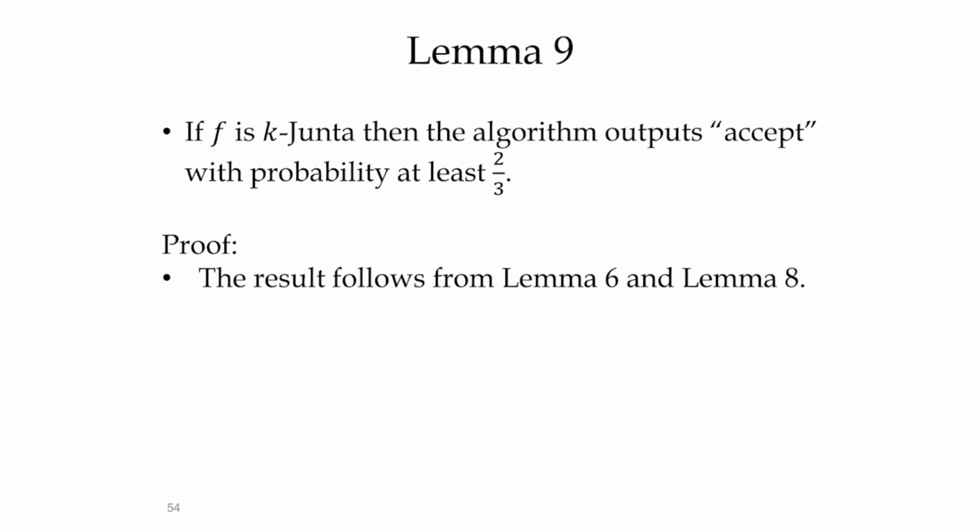So we also have lemma 9 over here. If f is a k-junta, then the algorithm outputs accept with probability at least 2/3, and the proof is that the result follows from lemma 6 and lemma 8.